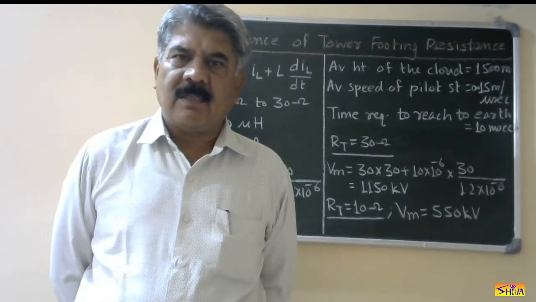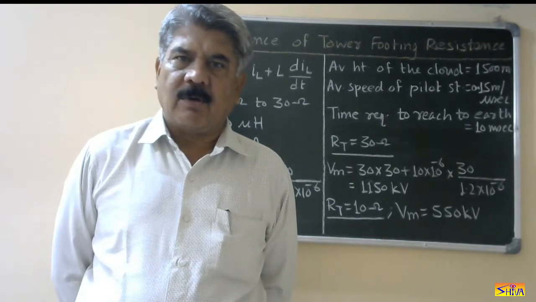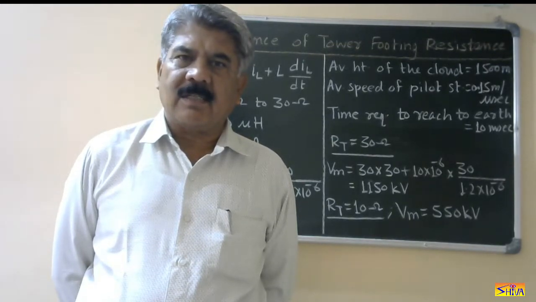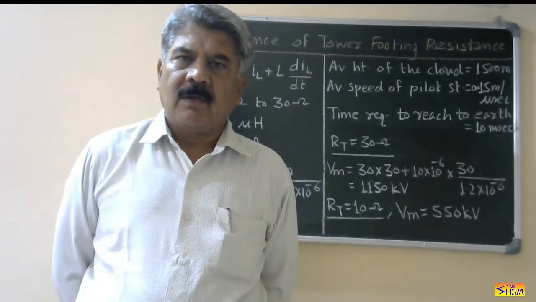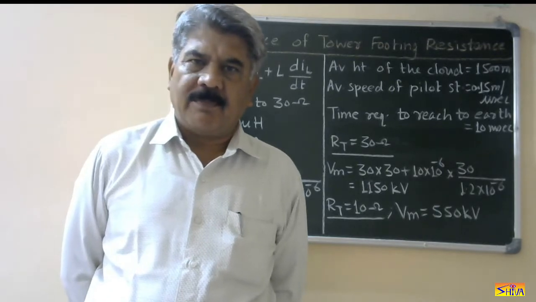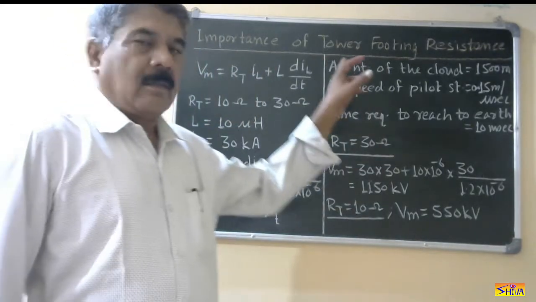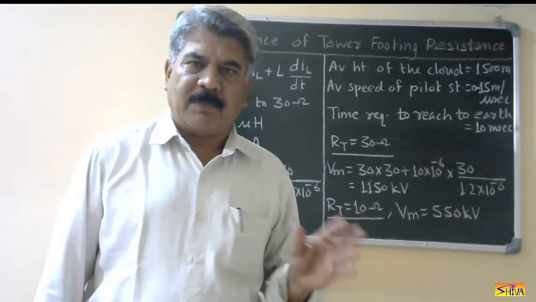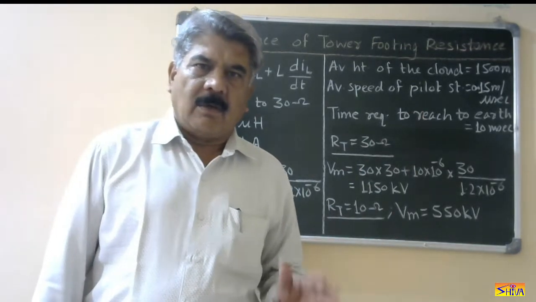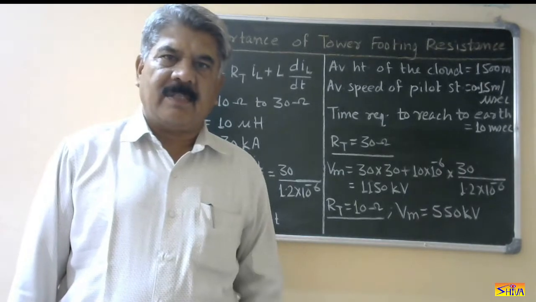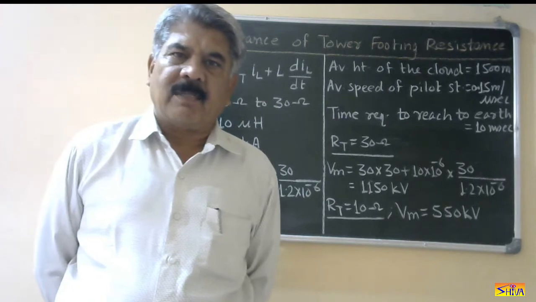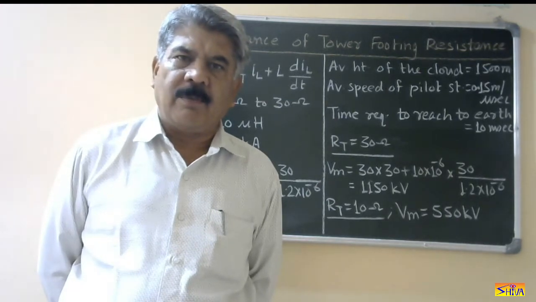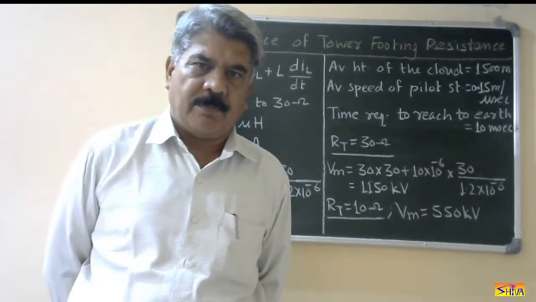Out of these six terms, the most important is the tower footing resistance because this tower footing resistance, if it is high, may lead to back flashover. If it is reduced, we can avoid the back flashover. Therefore, the tower footing resistance has special significance. Now let us see how this affects the magnitude of voltage to which the tower top is subjected with respect to the true ground during direct lightning stroke.